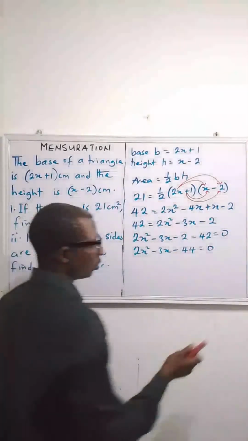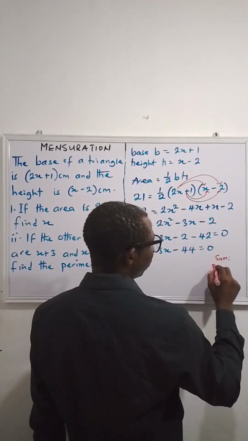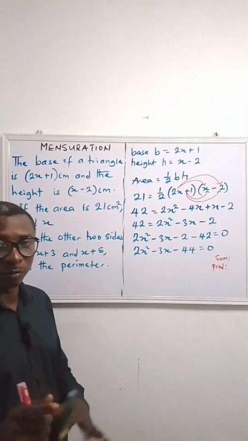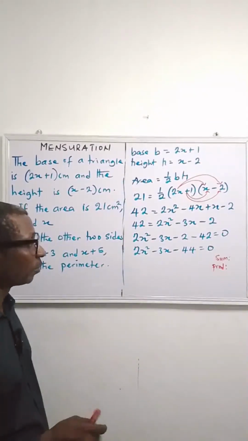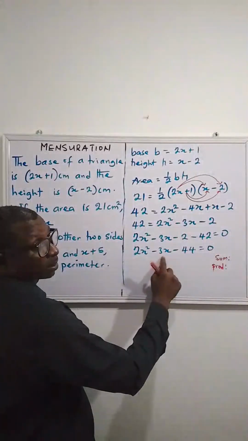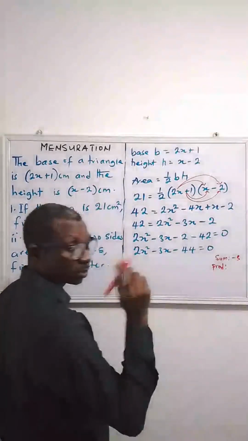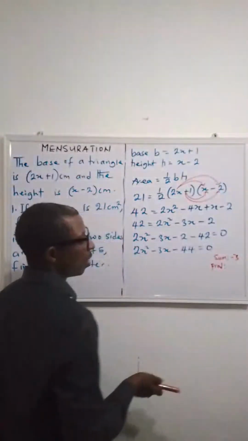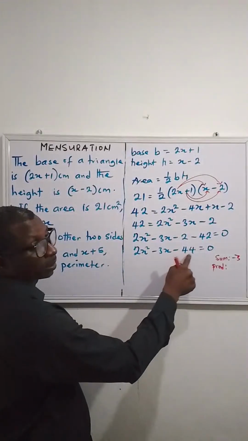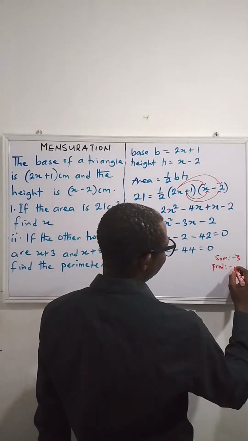So now what is going to be the sum? Can you drop that in the comment section? Let me see what you have for sum. What is sum? What is product? I want to believe every one of you should be able to do this conveniently. So the sum is the coefficient of x, that's negative 3. I hope that is what you dropped there. The product is going to be the multiplication of 2 and negative 44, so that is negative 88.